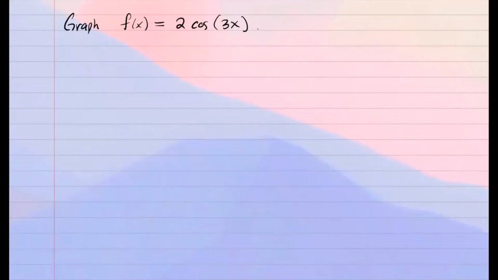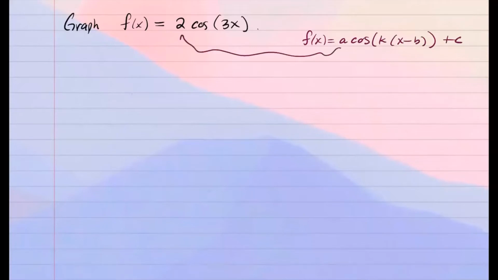So if you were to recall the standard form or the general form, we know our function has to be written as a times cosine of k times (x minus b) plus c. So let's identify these. So a is this number right here. So we know that the amplitude of this function is 2. And k is this number right here. So the frequency is going to be k, which is 3 in this problem. And that will help us to find the period.